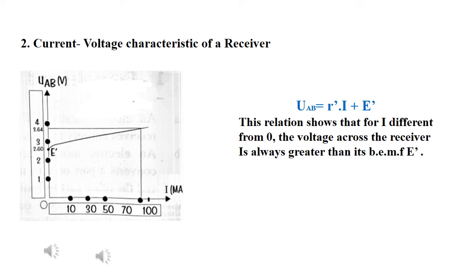This relation shows that for I different from 0, the voltage across the receiver is always greater than its BEMF, or the back electromotive force.